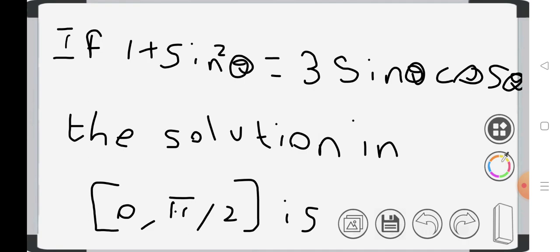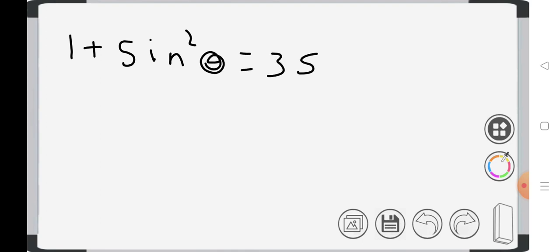Okay, so let us start our problem. First the given one is 1 plus sin square theta is equal to 3 sin theta cos theta. So here we are having two trigonometric ratios, that is sine and cos. But I want to change this to one trigonometric ratio.